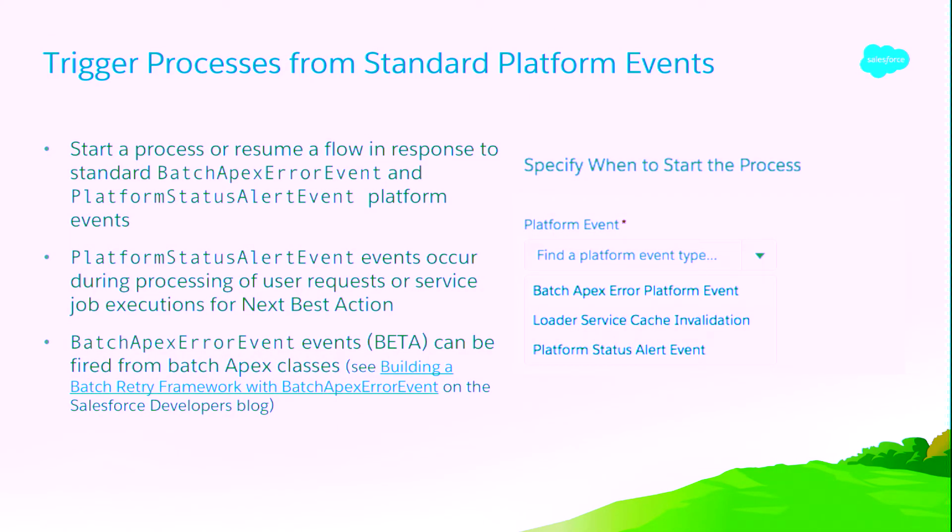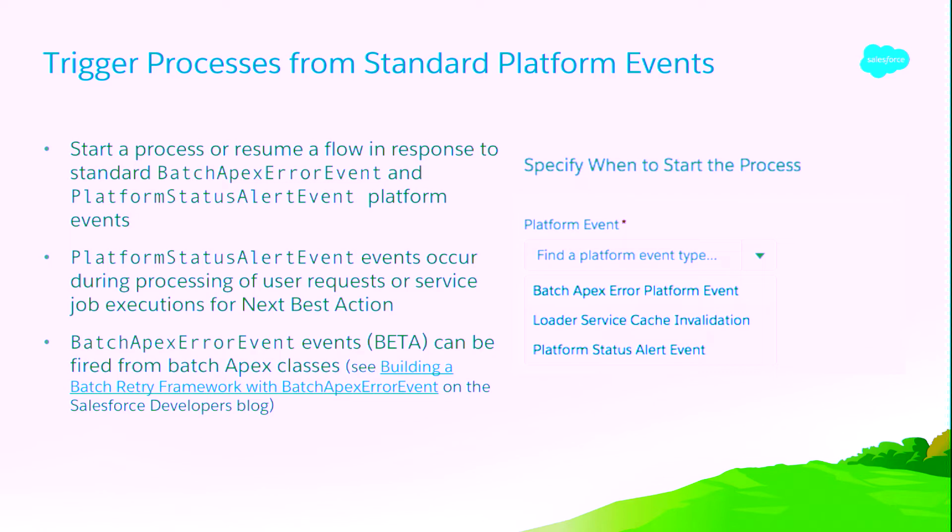The other thing that's pretty interesting, we have lots of people who have talked about wanting to be able to send error messages to different people or to do other things with error messages. Platform events are a way that you can actually use Process Builder to trigger a flow or other stuff based on a platform event.